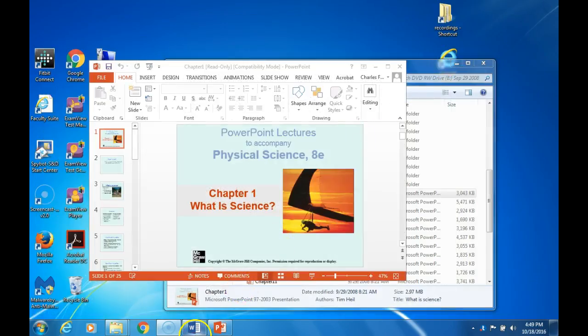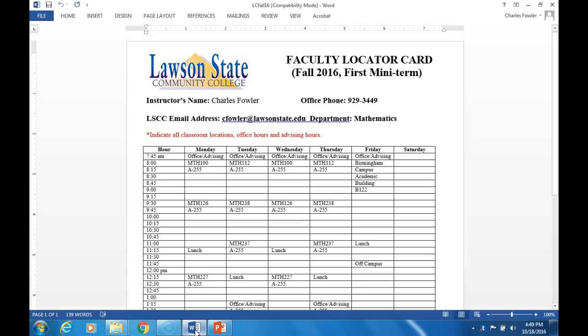Now, I think we've got one more. This is my locator card. This shouldn't take long to do. I asked my work study student to do this, and he forgot to change that to second mini-term. I'll get it changed later. Fall term, second mini-term, I'll get this changed on Blackboard too.